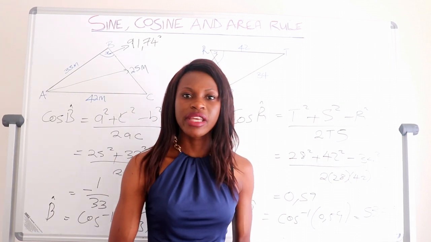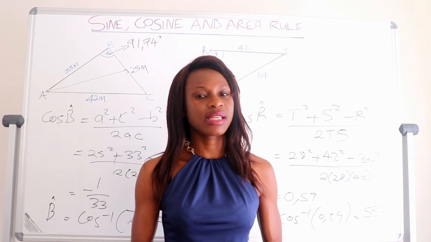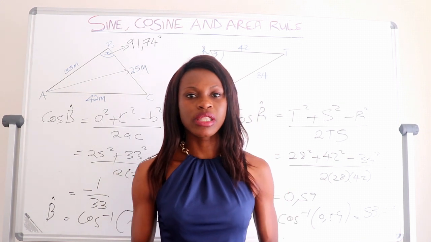Alright guys, I believe that you understood how to answer a question when you have to find the angle given three sides in the triangle using the cosine rule.